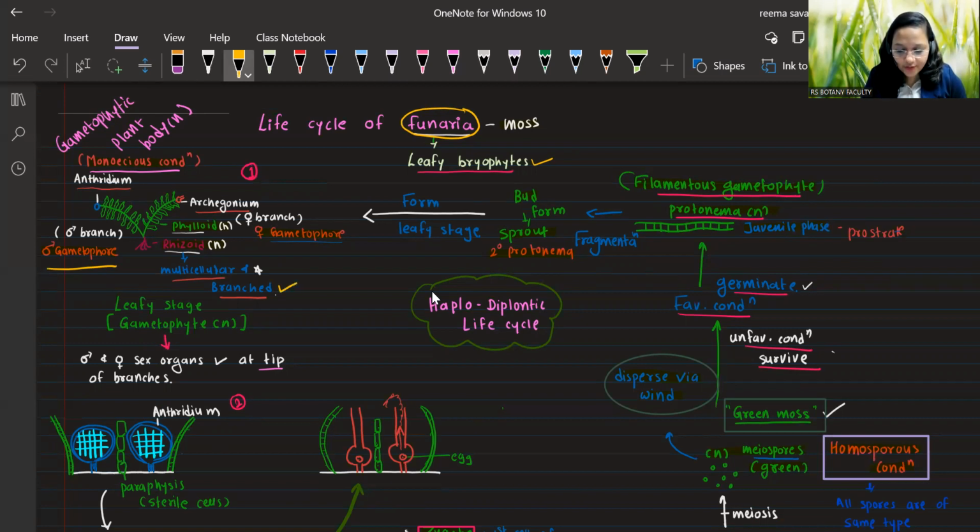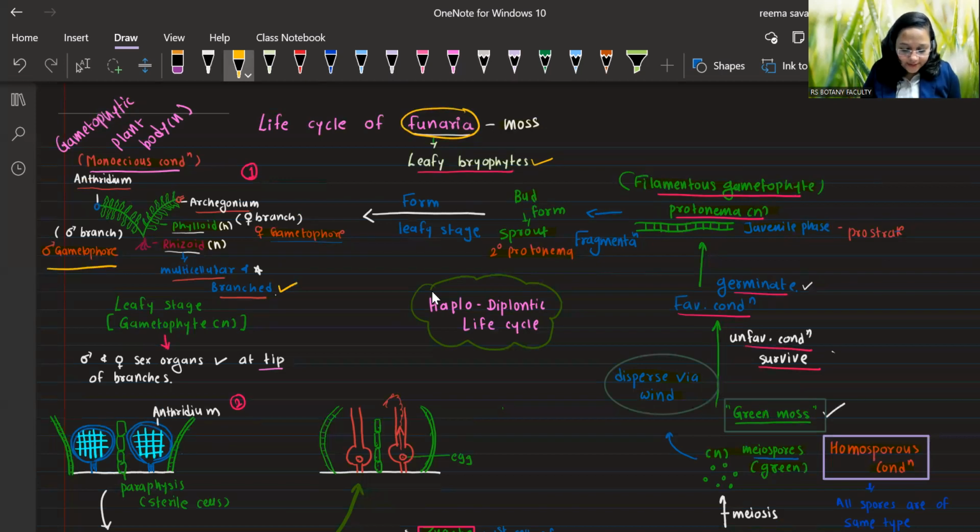This is an important one. So Funaria, that is moss, has multicellular and branched rhizoids, and these rhizoids are present on the haploid plant body. They are part of the gametophyte. They are not actual roots. They are actually root-like structures, and they are haploid because they are part of the gametophyte.